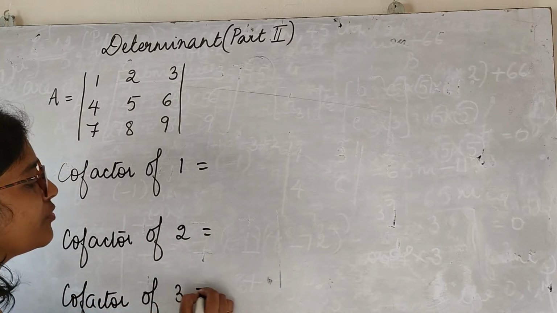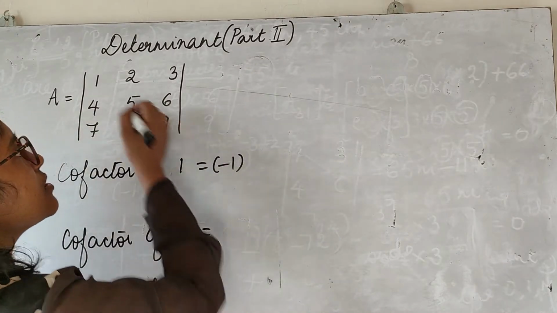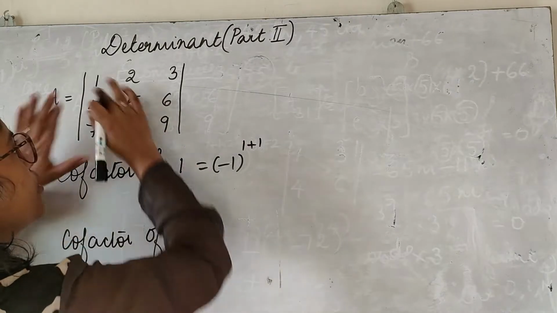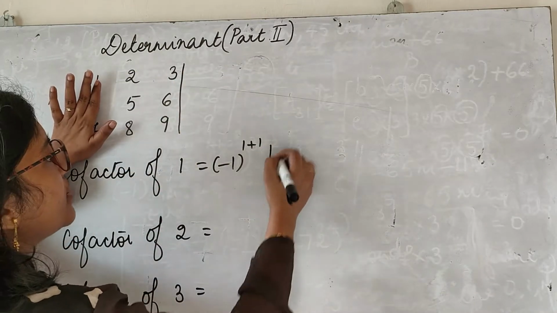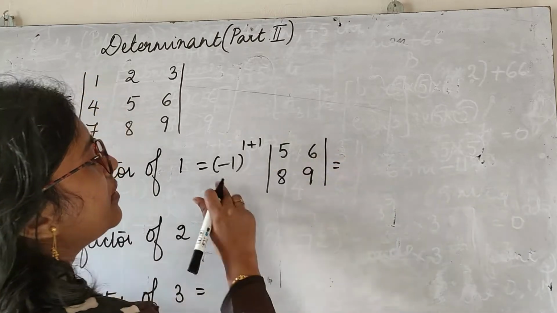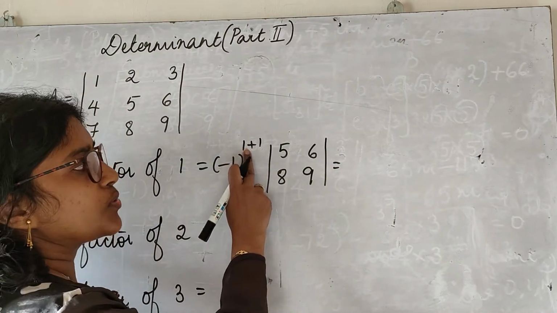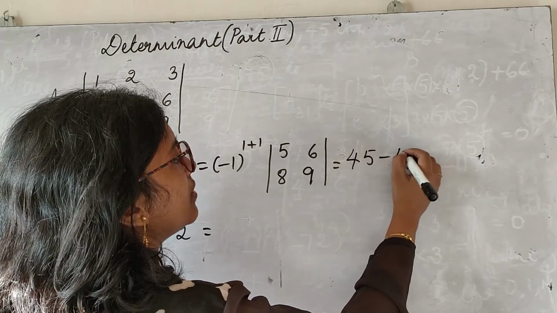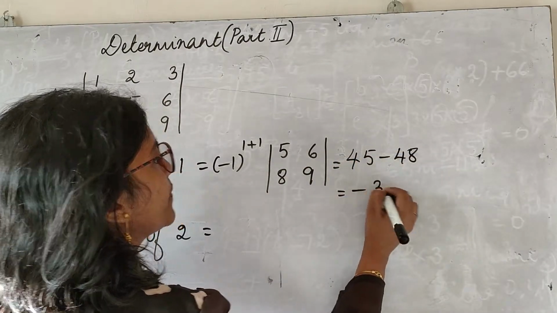To find the cofactor, we will write this is first row, first column entry. So 1 plus 1. Remove that row and column, write the submatrix, expand it. Minus 1 raised to 2 is 1 and this is 45 minus 48. That gives me minus 3.